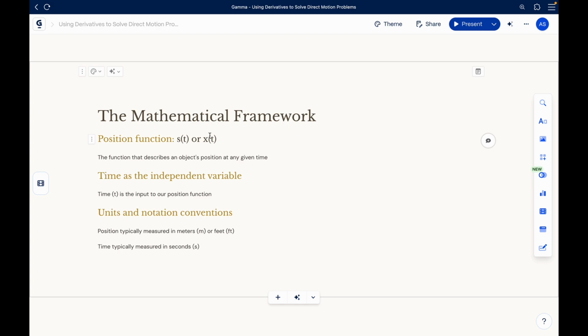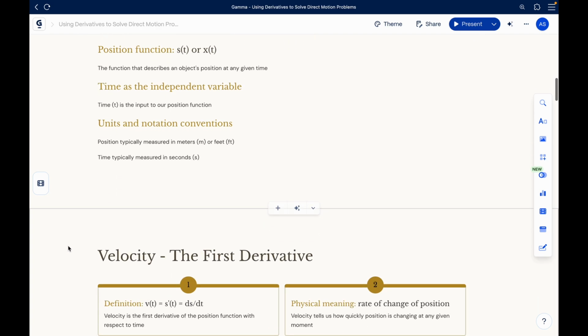The mathematical framework is that we first have a position function, s of t, or x of t, which describes an object's position at any given time. Time is the independent variable, and position is pretty much always measured in meters or feet. I'll be using meters because feet is very rarely used in physics, and time is usually measured in seconds.